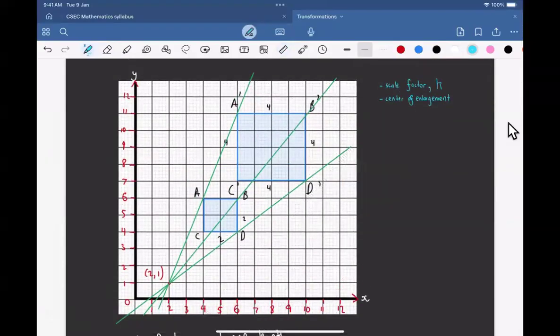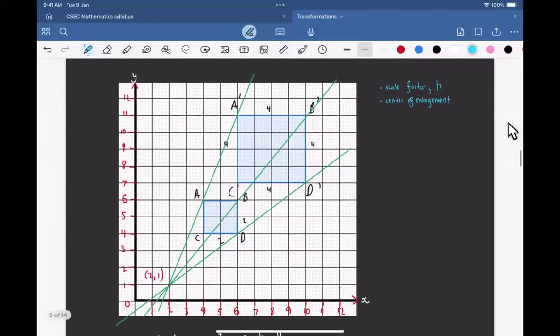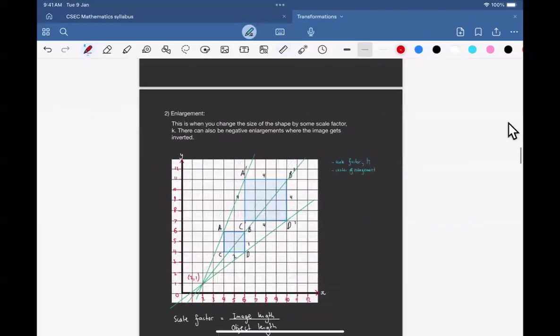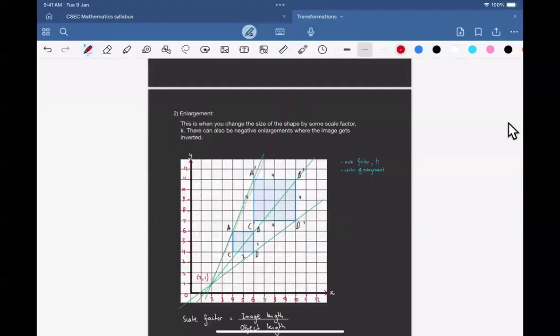I want you to notice something. Watch. Let me just say I extend this. You see what I mean? This is the center of enlargement. All the enlargement is happening about there. So (2, 1) is the center of enlargement. That's literally the center of enlargement.